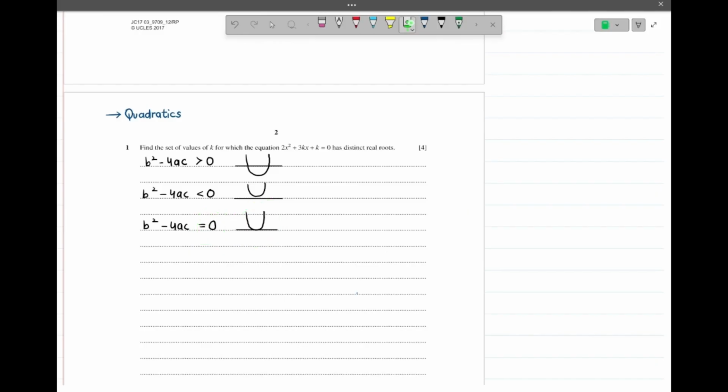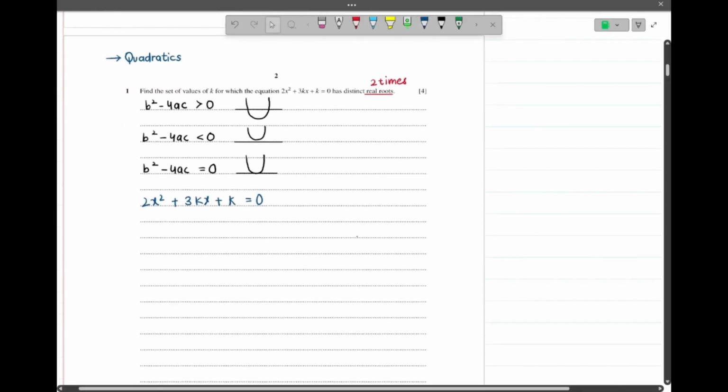In this question, it says that it has real roots. This means that it's intersecting two times. So I'm going to say that the equation given to us over here, let me write it down. This is the equation of the graph that will be forming. You can see that it will be a quadratic graph because it's a quadratic equation, so it will form a parabola. This is the thing that is called a parabola.